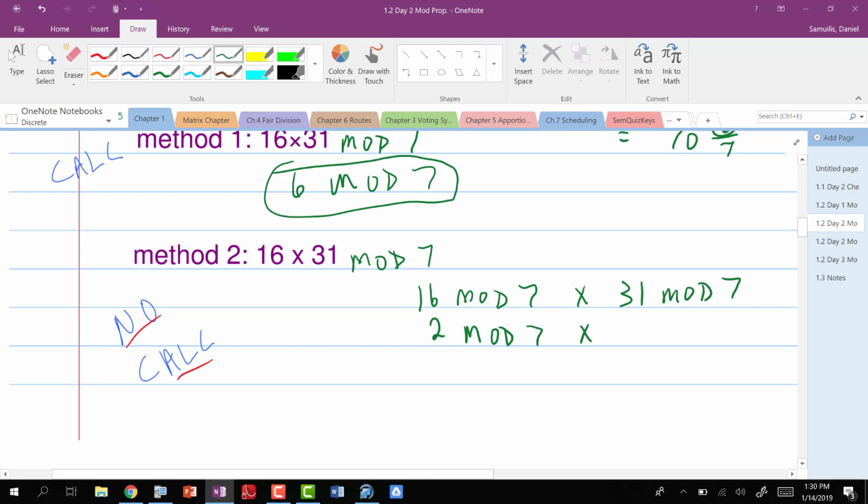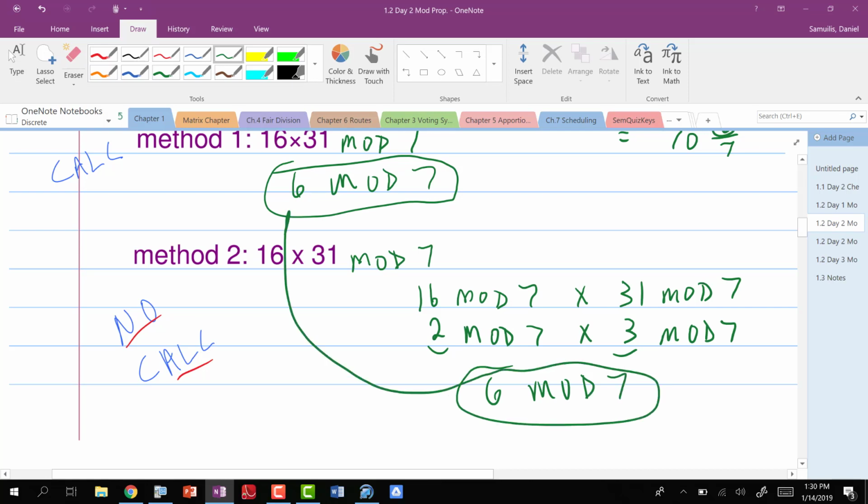How many times does 7 go into 31? She almost said something. 4. 4 times 7 is 28. What's the remainder? 3. Then guess what you do with the 2 and the 3? No, you don't add them, ma'am. You multiply them. What's 2 times 3? And isn't that the same as what we got with the calculator? Yes, it is, and it should be. You should not get a different answer for this.